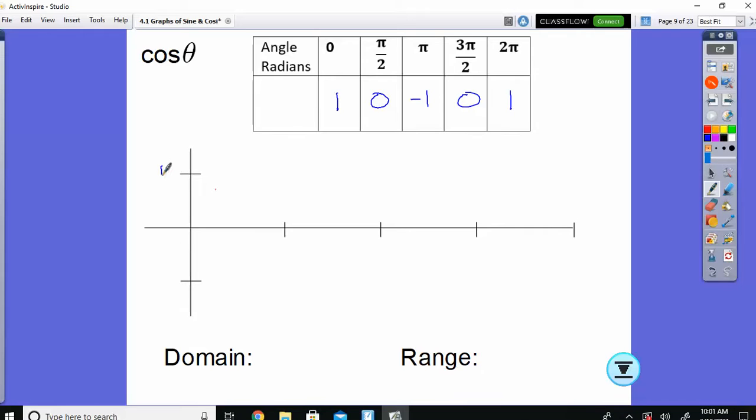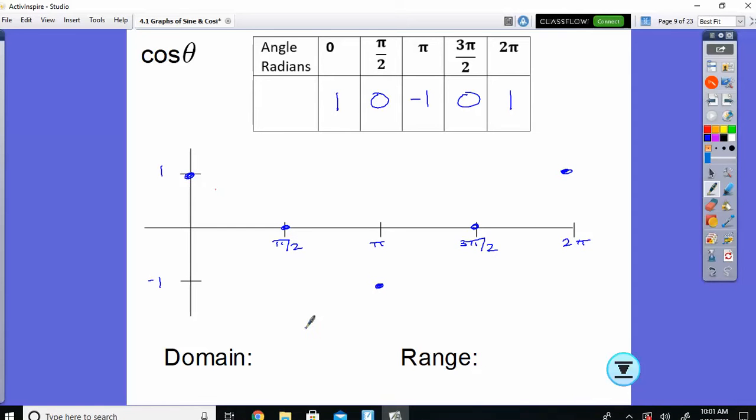All right, so again, I need a high point of 1, low point -1. These would be my pi over 2, pi, 3 pi over 2 and 2 pi. Cosine of 0 is 1. Pi over 2 is 0. Pi is -1. 3 pi over 2 is 0, and 2 pi is 1.